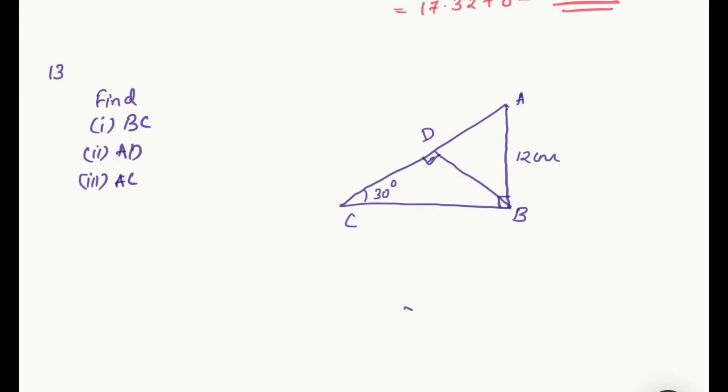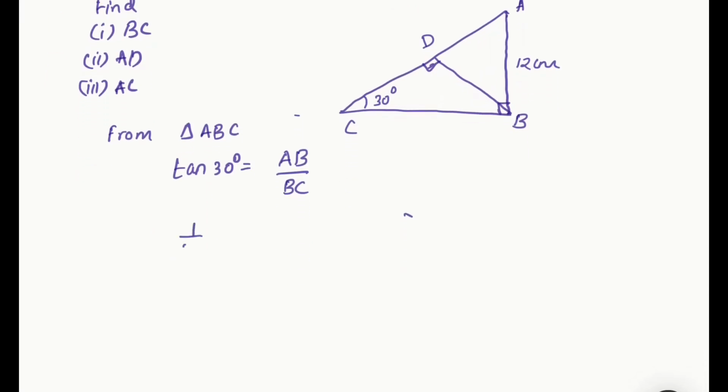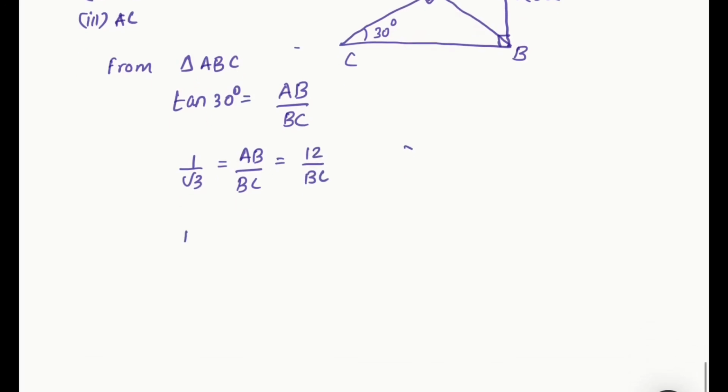Where is our BC here? BC is this length, correct? In order to find that, I can use the same triangle. So using from triangle ABC, tan 30 equal to AB by BC. What is tan 30? Tan 30 is 1 by root 3, equal to AB by BC, that's equal to 12 by BC. So we'll get BC is equal to 12 into root 3.